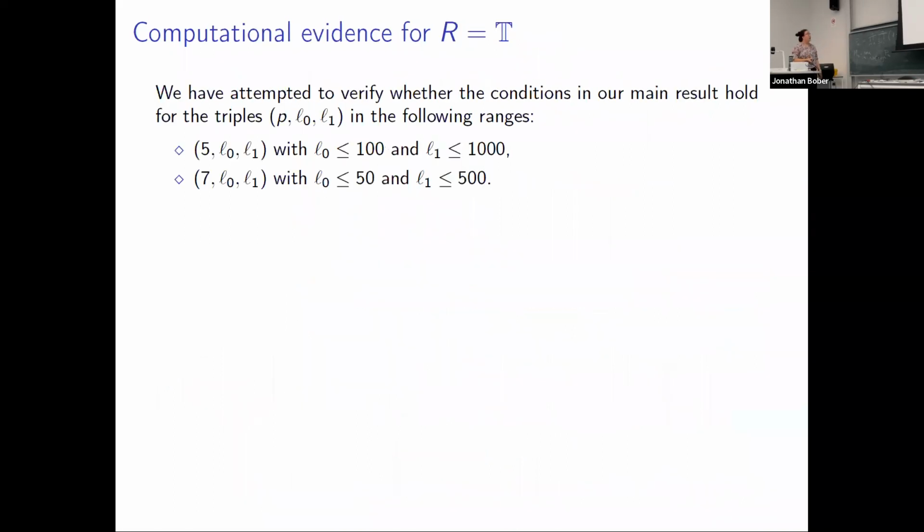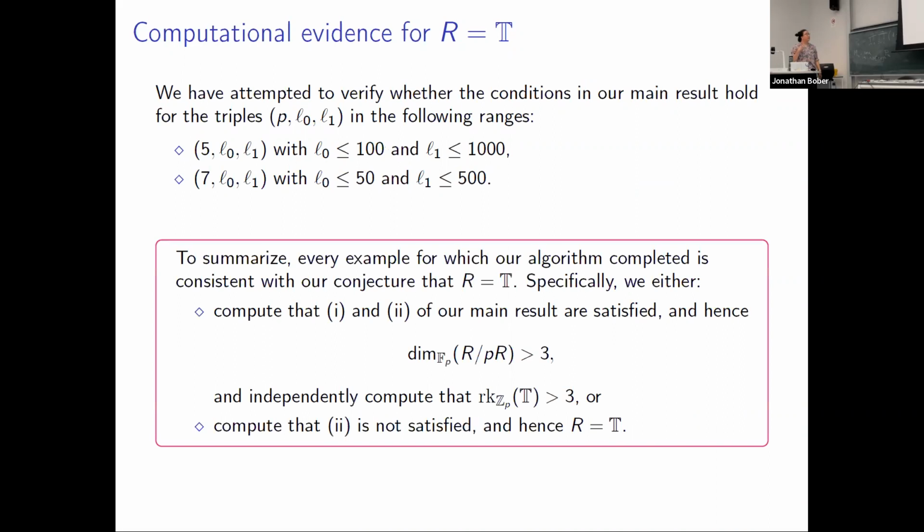Okay, so we have lots of computational evidence for R equal T. We've attempted to verify whether our conditions in the main result hold for the triples with P equal 5 and P equal 7 in these ranges, which are reasonable. In every example that our algorithm completed, I'll say in a moment what I mean by completed on the next slide, we have either found, as in the second bullet point, that condition 2 is not satisfied, and so we know for sure that R equals T, or we have verified that 1 and 2 are satisfied.